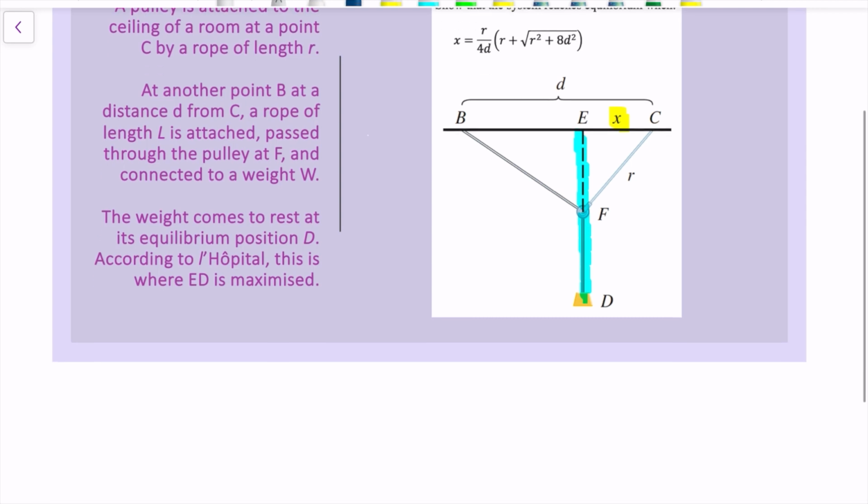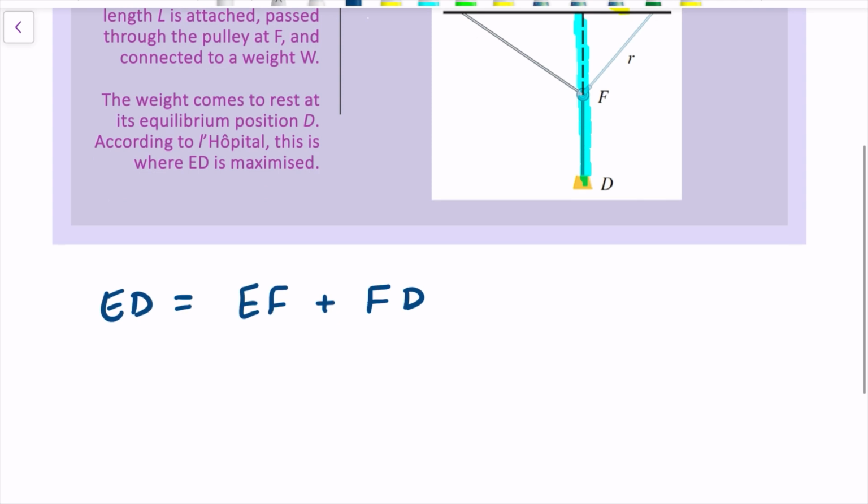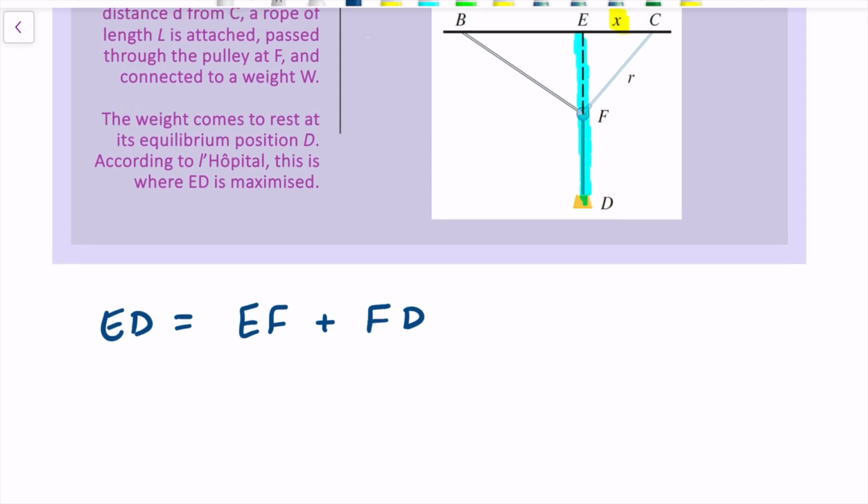Okay, ED. Writing that as an expression in terms of x, well, we use Pythagoras to find EF, and then we add on FD. Okay, so EF, according to Pythagoras, is the square root of r squared minus x squared.